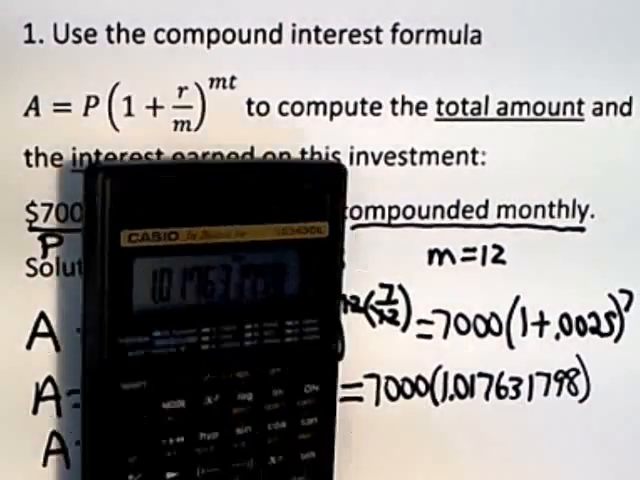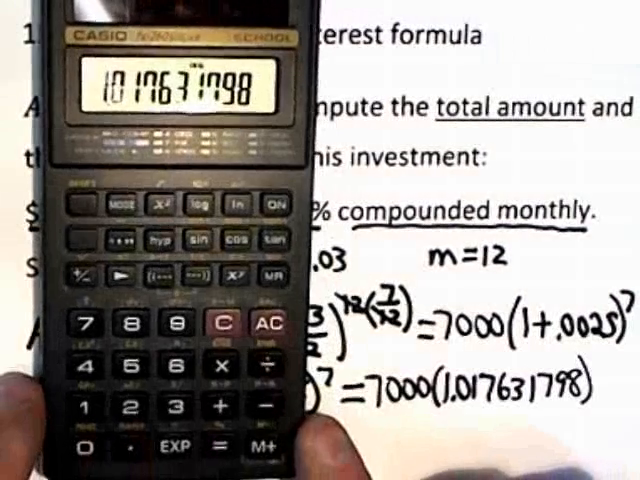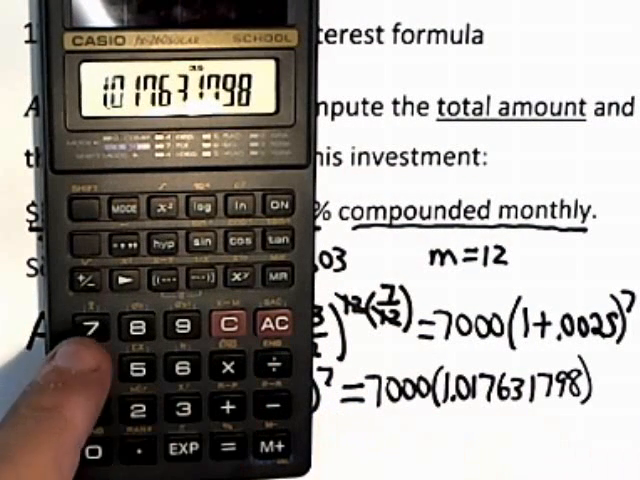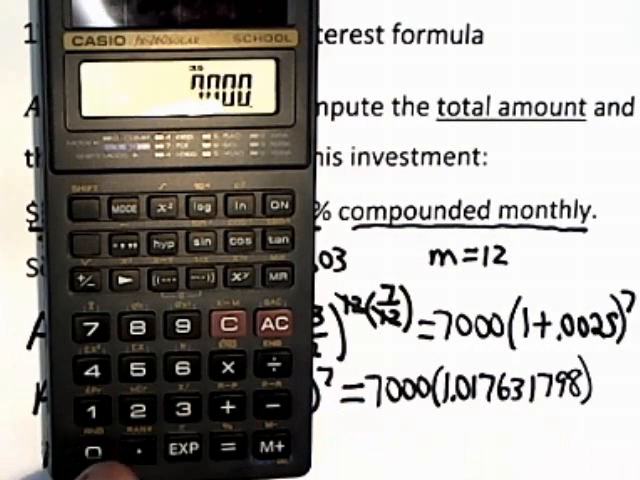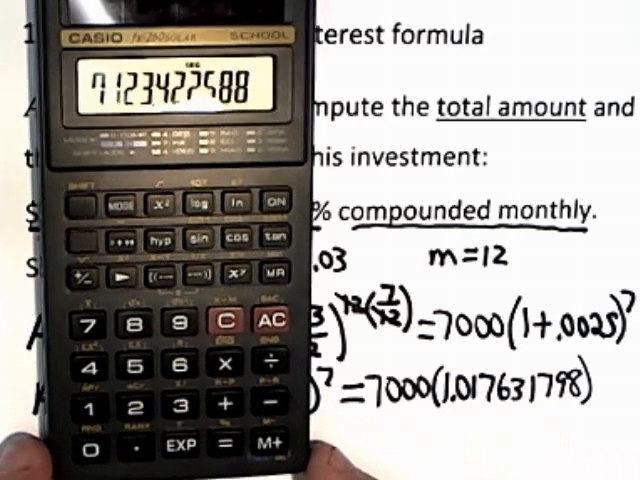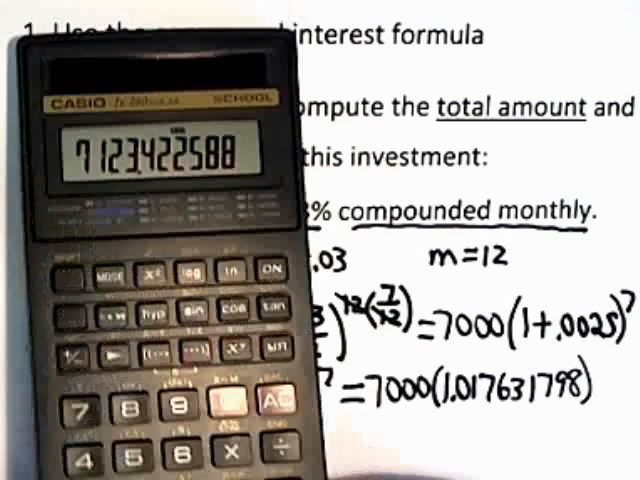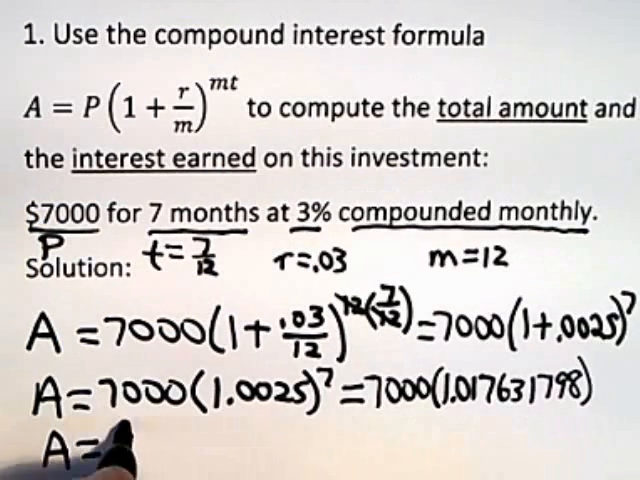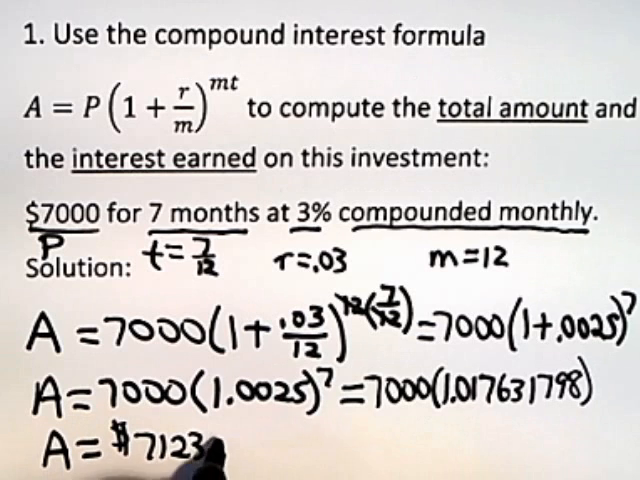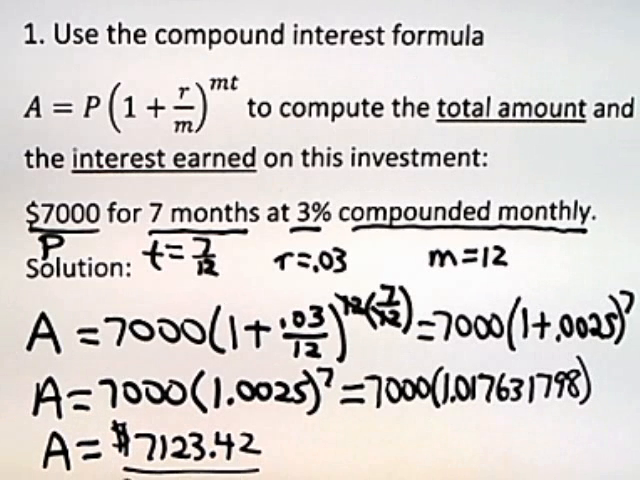So I hit times 7,000 equals, and that gives me $7,123.42 rounded to the nearest cent. So $7,123.42. That's the amount of money in the account after 7 months.